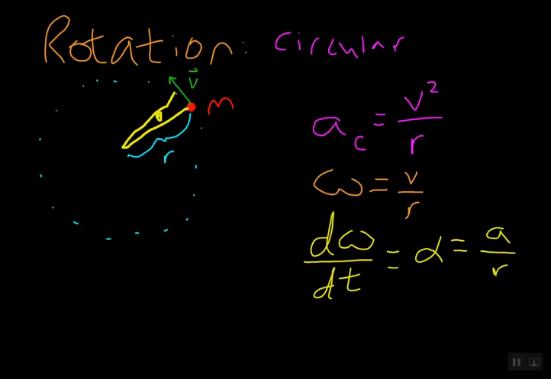r, and we can just show that easily if we take the derivative of this with respect to time. Well, the derivative of v with respect to time is a, divided by, well, 1 over r, that's going to be a constant, because r is not changing with respect to time. So d omega by dt, which is alpha, the angular acceleration, is a over r, and this is measured in radians per second squared.